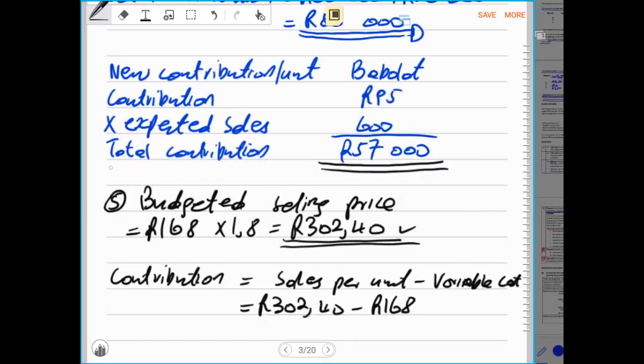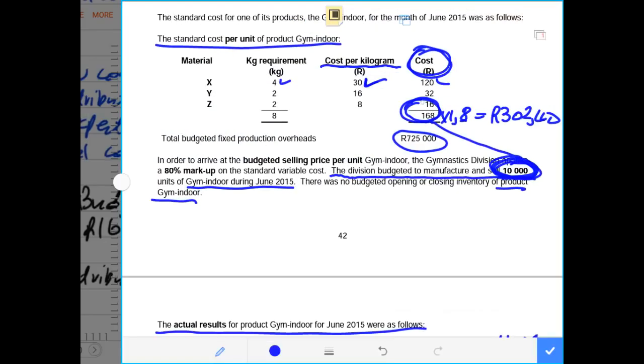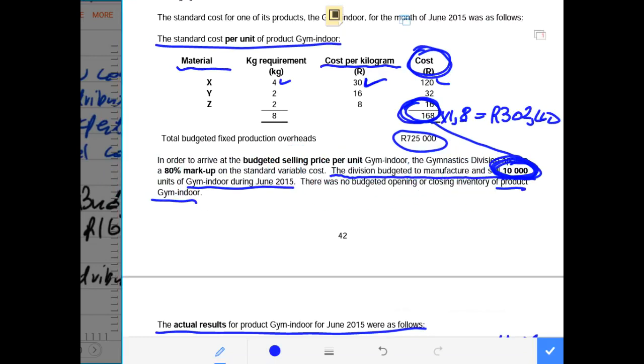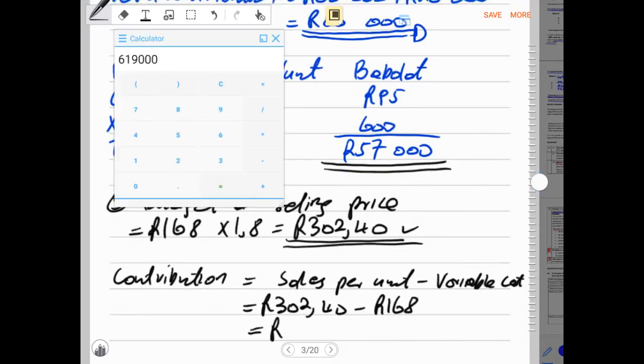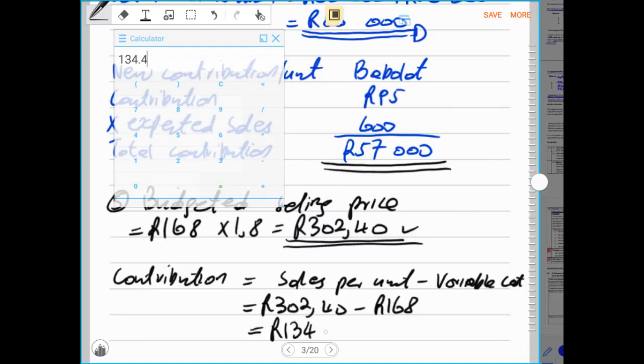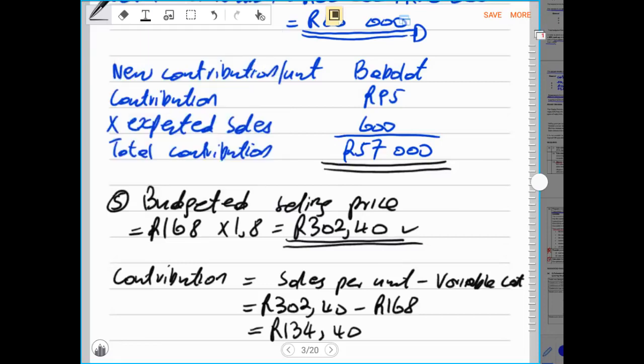Remember, my variable cost is the cost of material per unit, which is that 168, because we know that material is a variable cost. So there's nothing else to be told. The minute you see that, you know that material is a variable cost. So now that will be 302 rand 40 cents minus 168. This gives me 134 and 40 cents. This will be my contribution per unit.